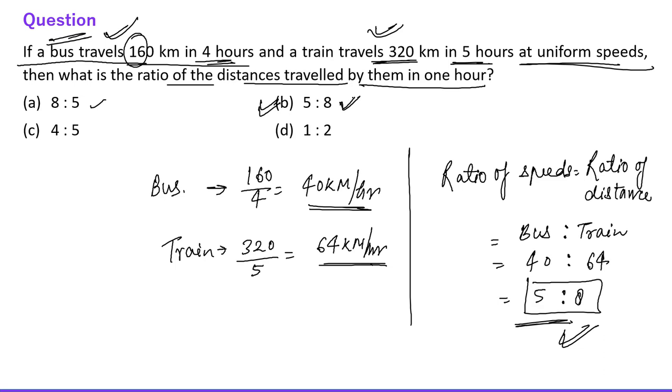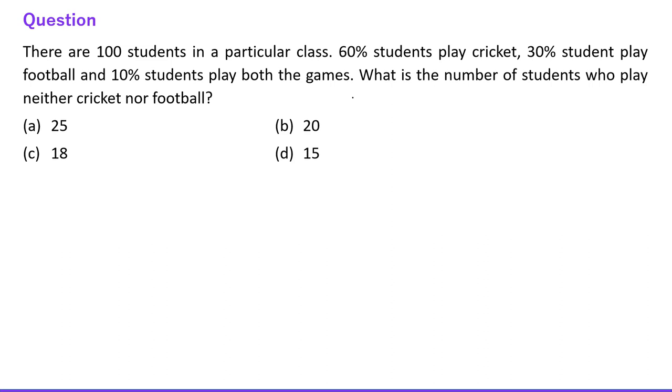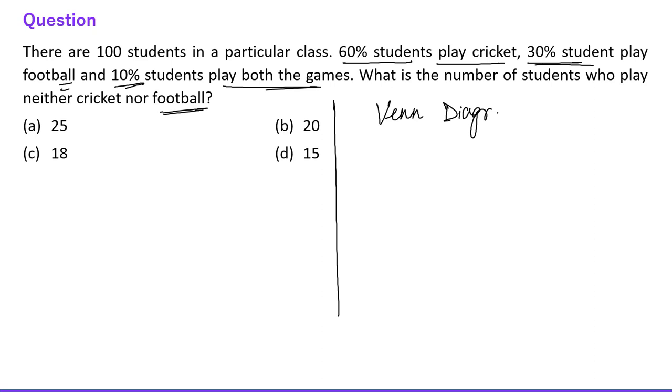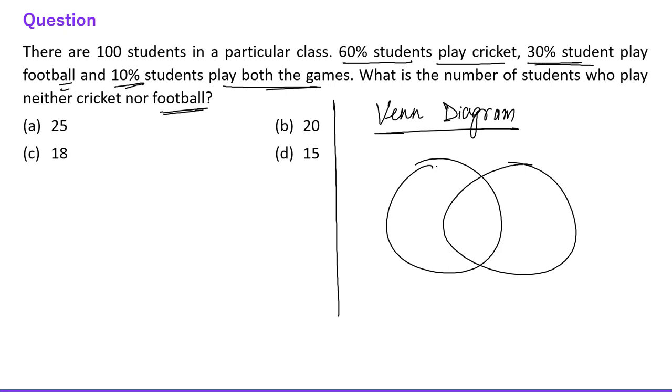Okay, next question says there are 100 students in a particular class. 60% students play cricket, 30% students play football, and 10% students play both the games. What is the number of students who play neither cricket nor football? All right. See, everyone, this question belongs to Venn diagram, right? Question is saying there are two games, cricket and football. 10% play both the games.